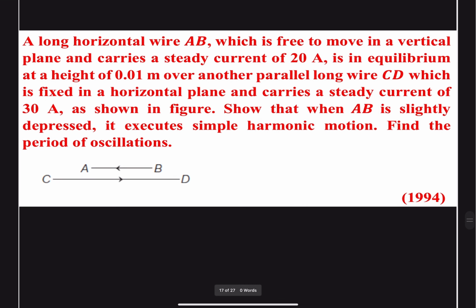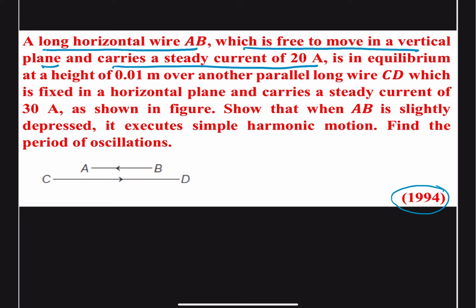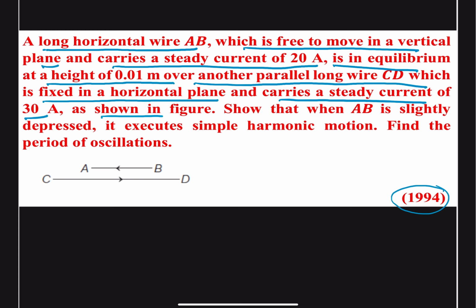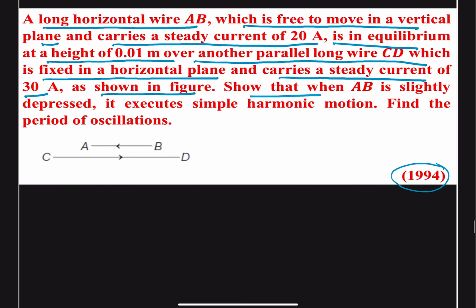It says that it was asked in 1994. A long horizontal wire AB, which is free to move in a vertical plane, carries a steady current of 20 ampere, is in equilibrium at a height of 0.01 meter above another parallel long wire CD, which is fixed in the horizontal plane and carries a steady current of 30 ampere as shown in figure. Show that when AB is slightly depressed, it executes a simple harmonic motion. Find the period of oscillations.